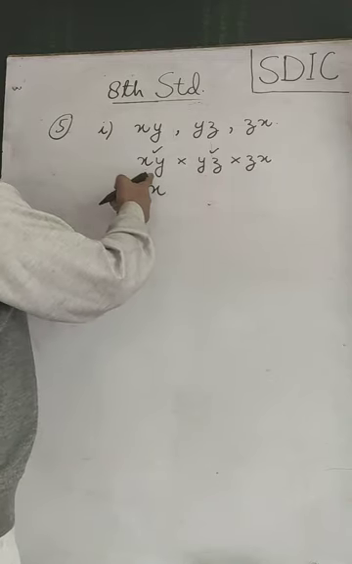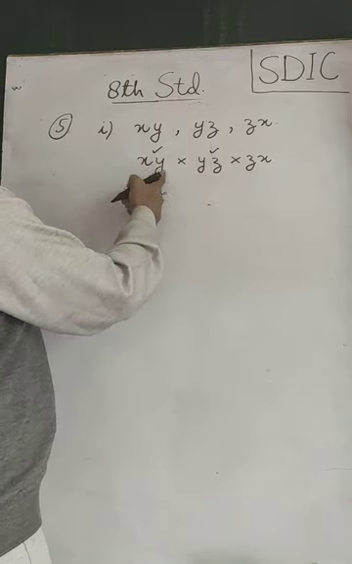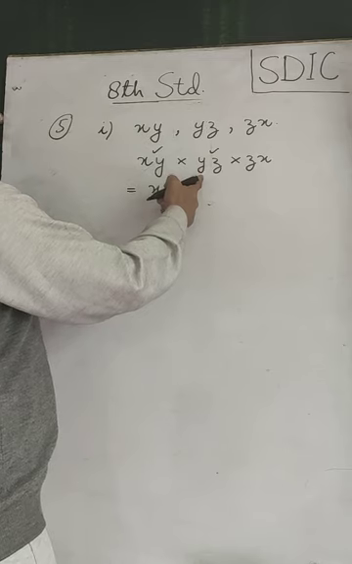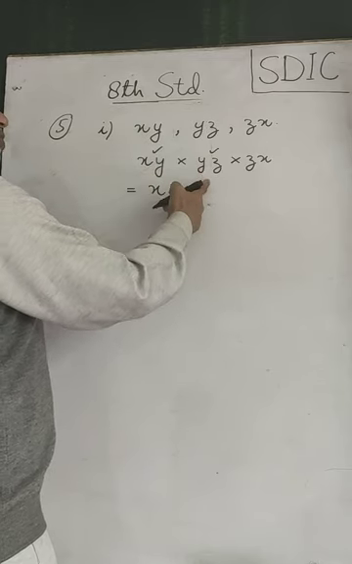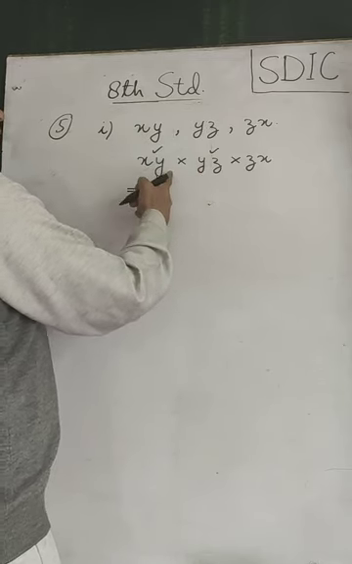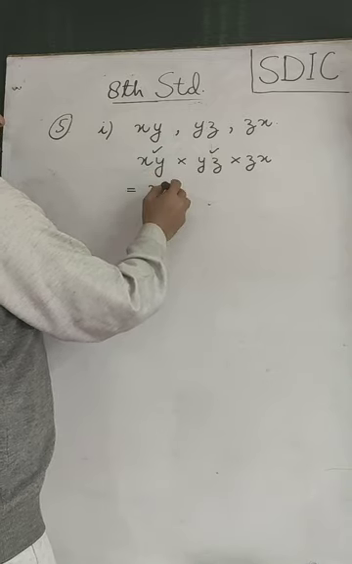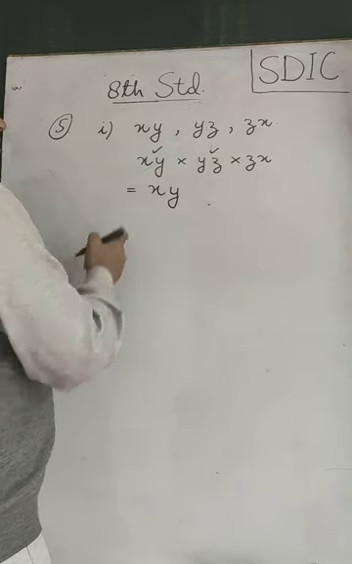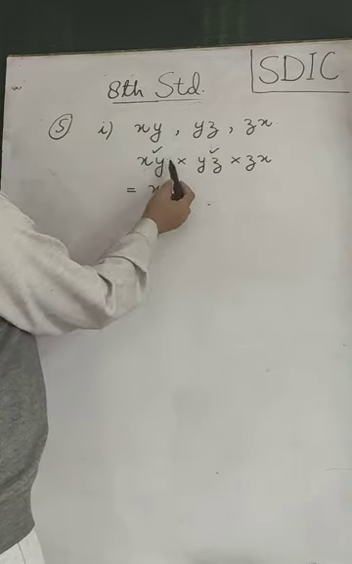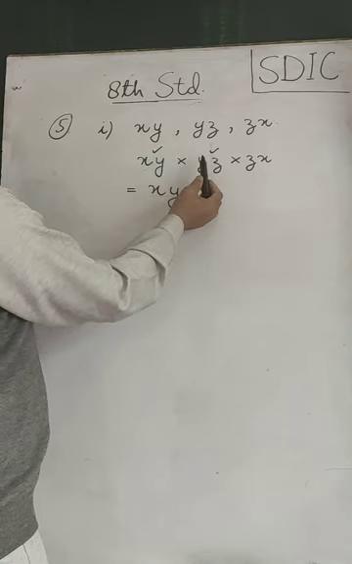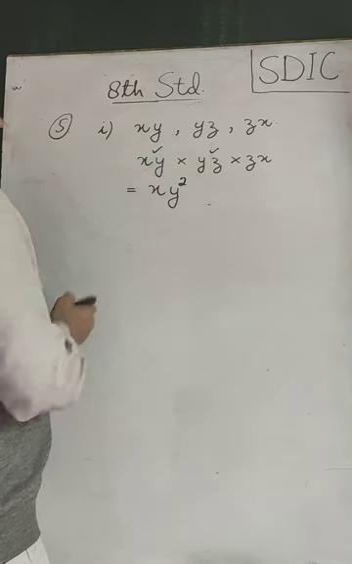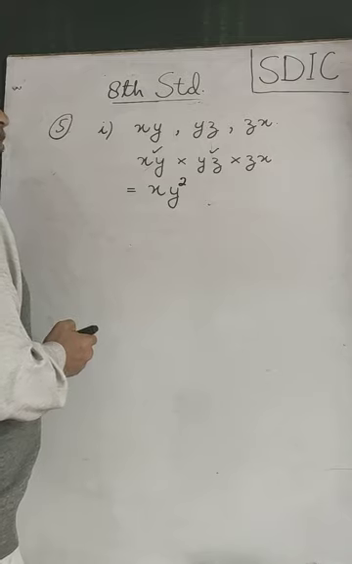Then comes the turn of multiplying y variable, and we have y variable in both the monomials. First monomial, second monomial, both have y. Therefore the law will be used in multiplication. Bases are same, powers are added. We'll get y raised to power. The power here is 1. The power here also is 1. 1 plus 1 will be 2. X, y raised to power 2.